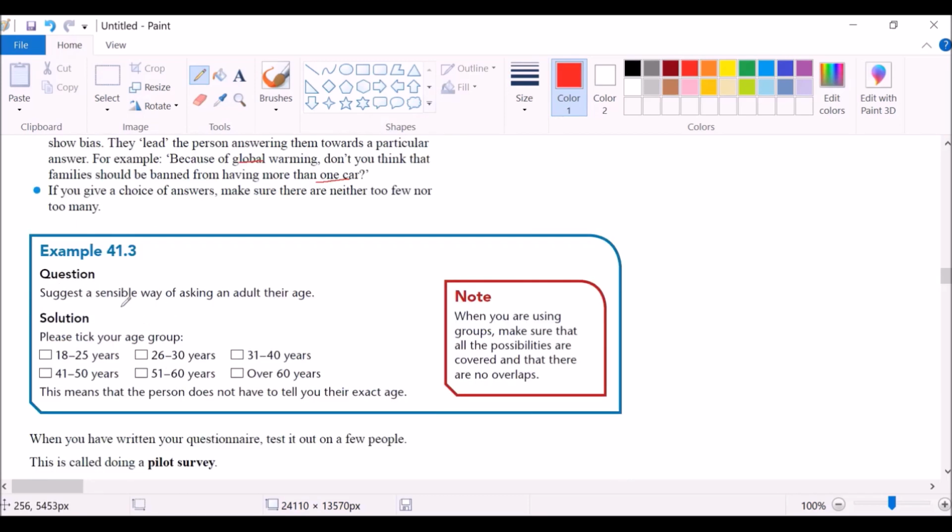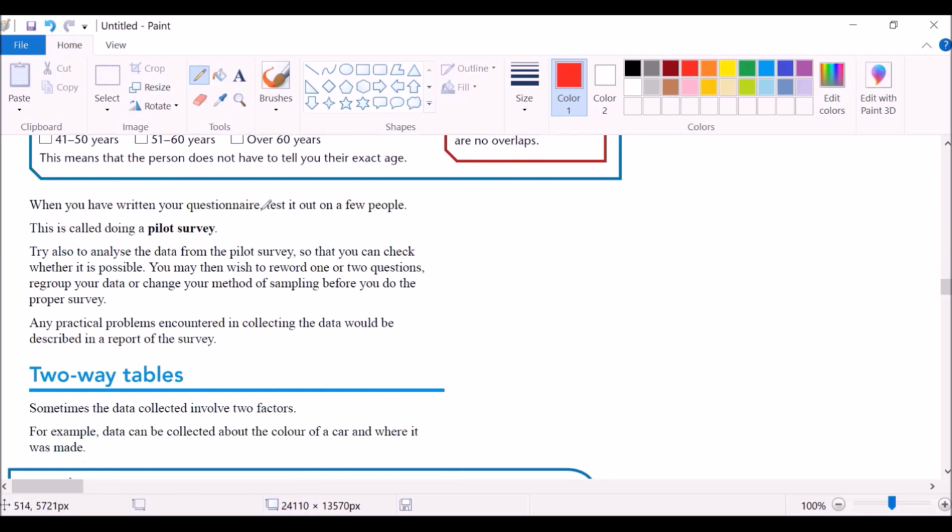Let's look at this example. Suggest a sensible way of asking an adult their age. So instead of writing 18 to 120, you can just group by an age range. So here we can say 18 to 25, 26 to 30, 31 to 40, 41 to 50, 51 to 60, and over 60. Then a respondent can just tick where their age group is.